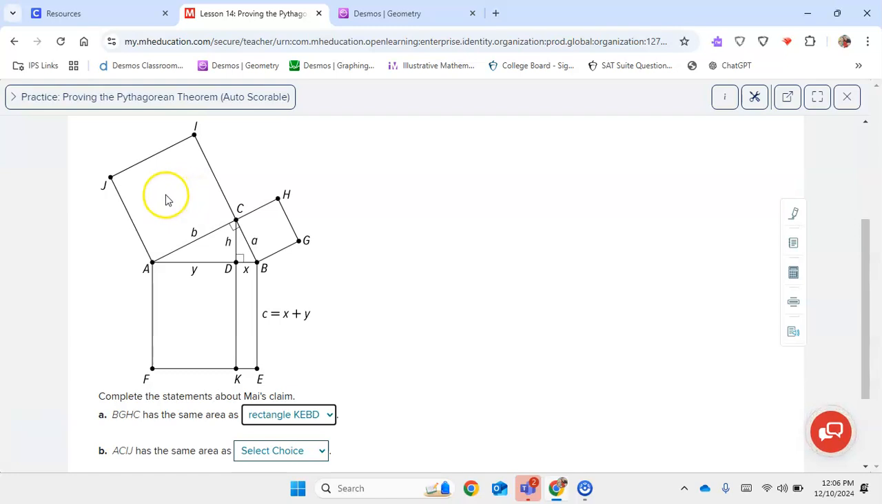ACIJ, that's that big guy right here, has the same area as, well, the only big guy around is KEBD, no, that's that skinny rectangle here, no, KFDA, yeah, the big guy.